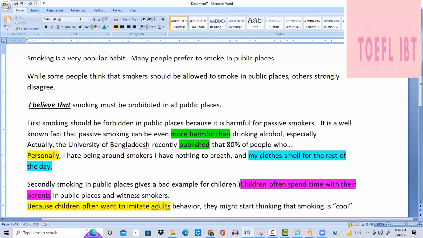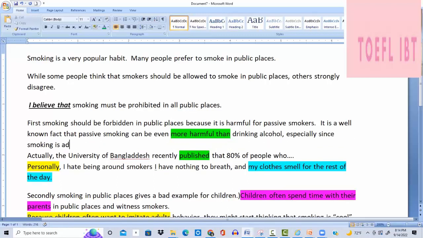now these are just words, these are transitional phrases that we're going to look at, some transitional phrases that you need to use, especially since smoking is addictive, or whatever you come up with. Okay. Now remember, we had to have some facts.